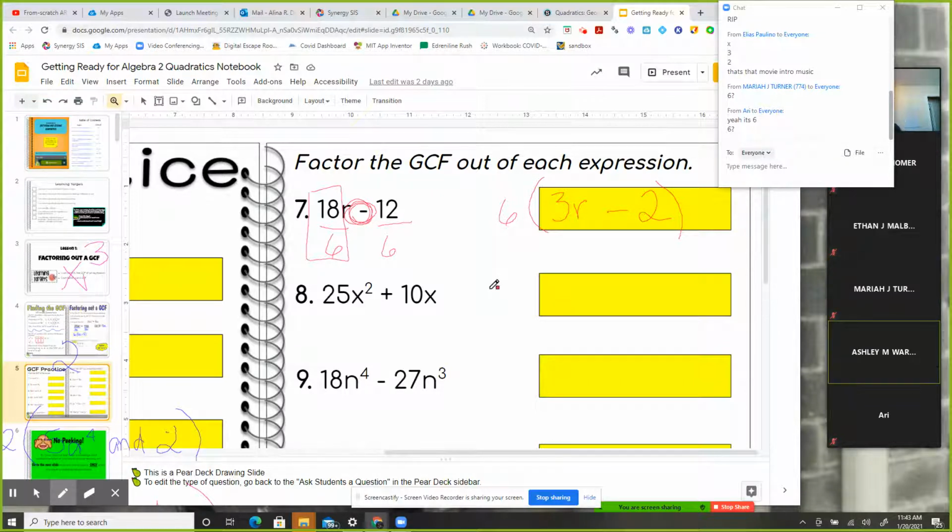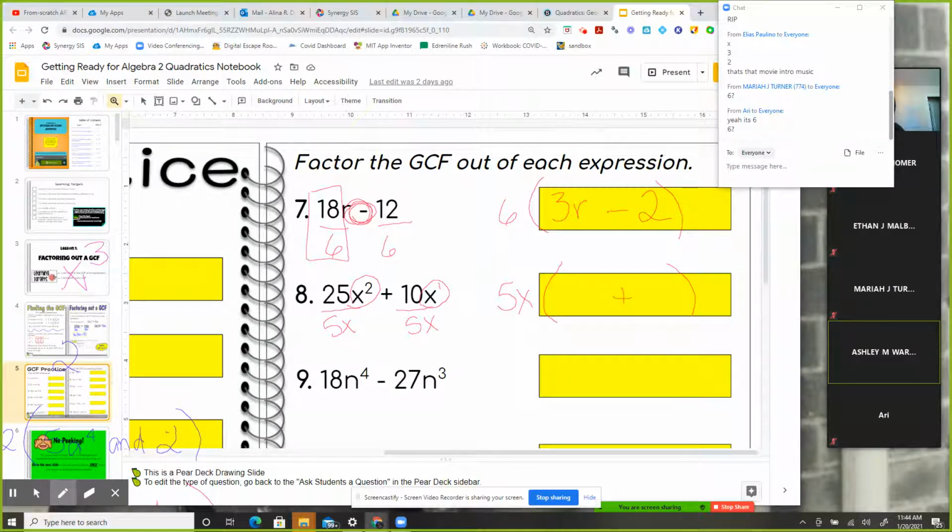Next one, what's common to 25x squared and 10x? 5. 5 what? 5. X squared or just x? What's the smaller exponent? Yep, that invisible 1, that just x. So that goes on the outside. That's the greatest common factor. And then what goes on the inside?